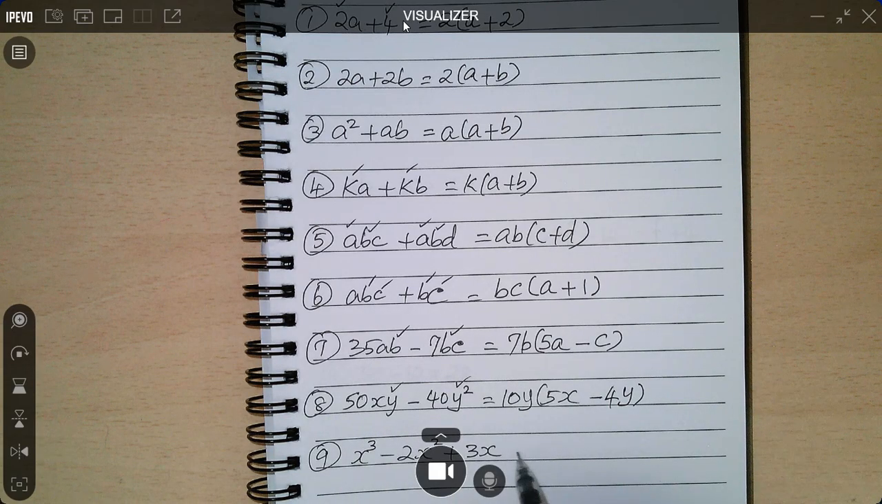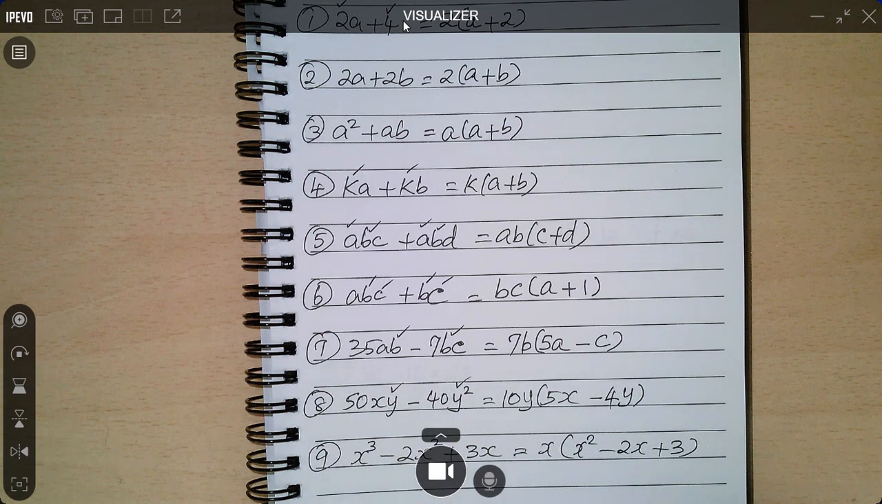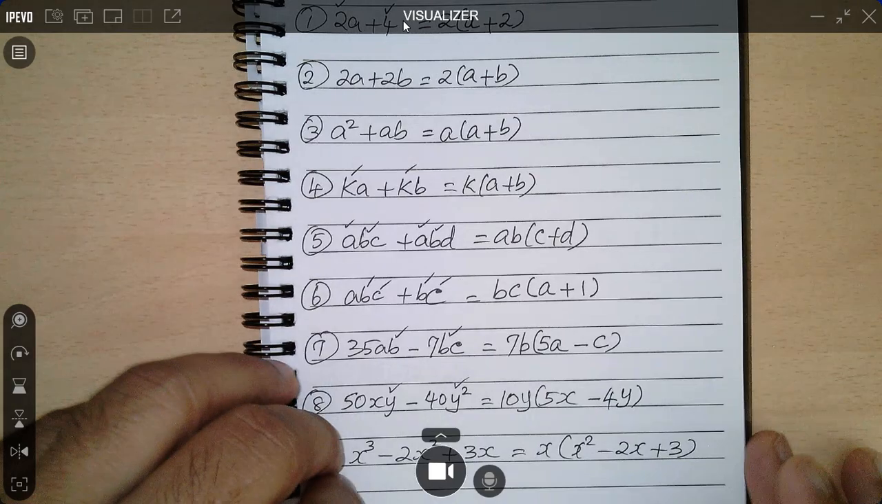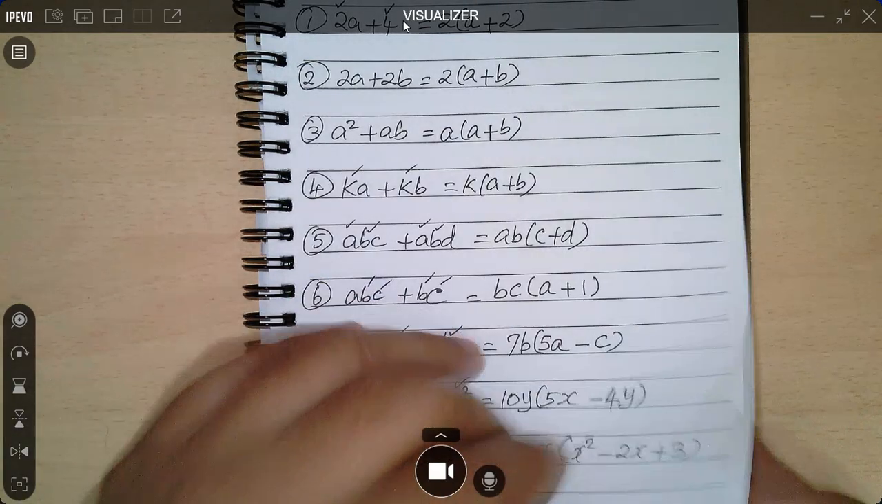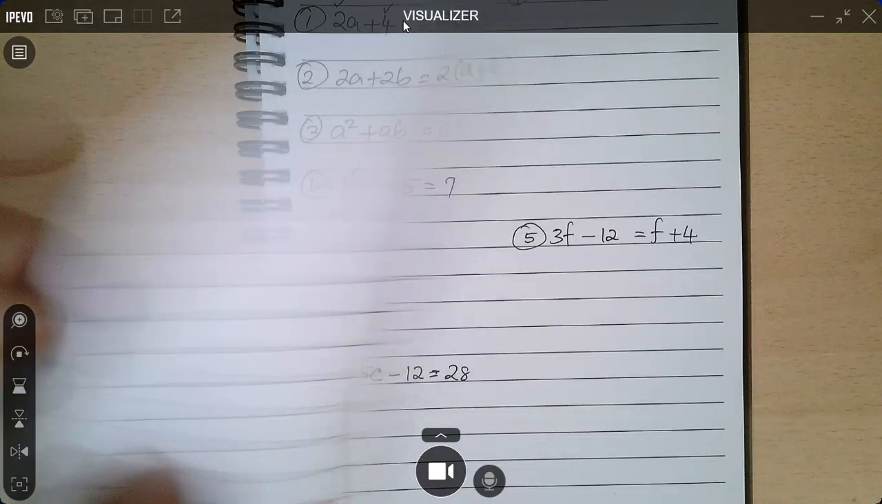Question 9, x is common: x times (x square minus 2x plus 3). So factorization is the reverse of expansion. It is actually the reverse of expansion. So far we learned algebra basics, expansion, and factorization.